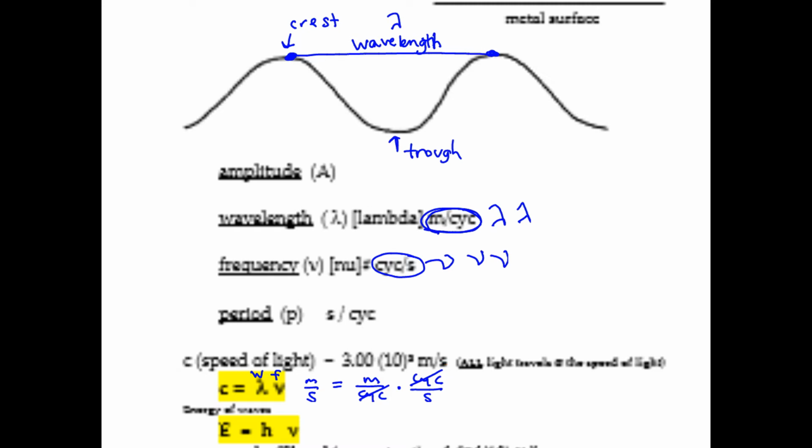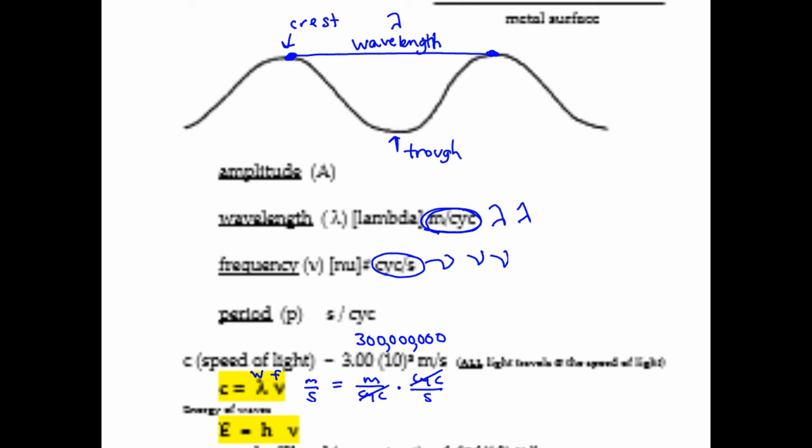That's a very large number. Let's write it out. It's going to be 3 followed by 8 zeros. 1, 2, 3, 4, 5, 6, 7, 8. So that's going to be 300 million meters per second. If you snap your finger, that was 1 second. Light would travel 300 million meters.